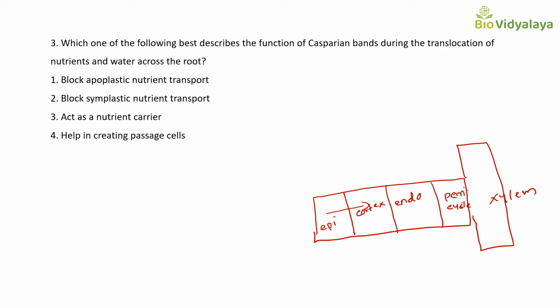So this Casparian strip or Casparian band is present in the cell wall of the endodermis, and this is a lignin-like or wax-like substance that is deposited as a ring in the transverse section of endodermal cells, and that will block the flow of water and nutrients through this apoplast area. That means through this cell wall area. Okay, so it will block the apoplast pathway. So option 1 is the correct answer, block apoplastic nutrient transport.